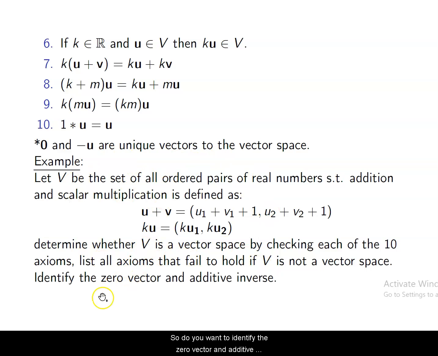Okay. So we want to identify the zero vector and the additive inverse. So at the end of this, you would check your 10 items. If there are axioms that don't hold, you would list those. You would tell me what your zero vector is, and you would tell me what your additive inverse is. Okay. So let's go ahead and get started.